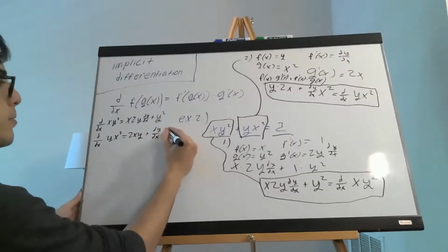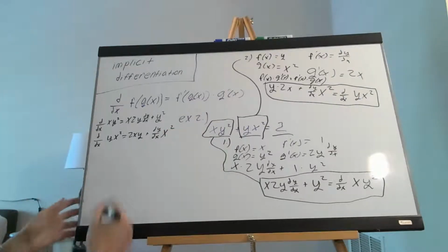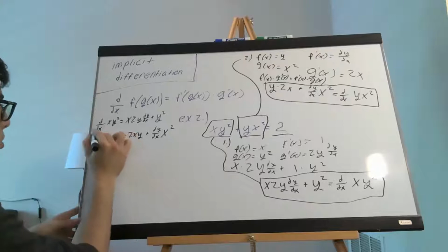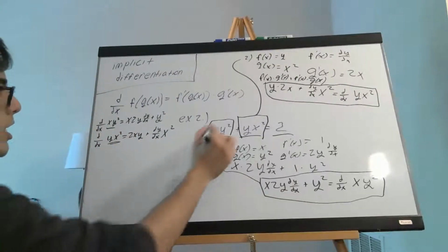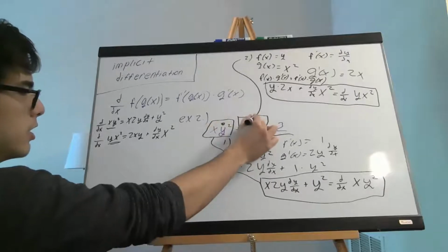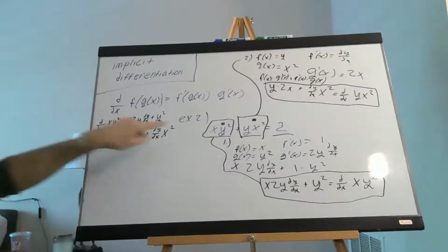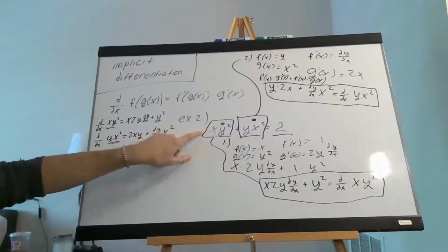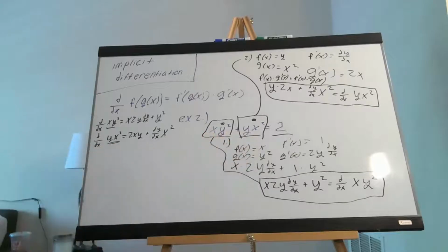times x squared. So we know that we've got this bit right here and this bit right here, and that translates to this and this. These are the derivatives. This right here is the derivative for that polynomial, and this is the derivative for that polynomial. We did both of those by using the product rule.